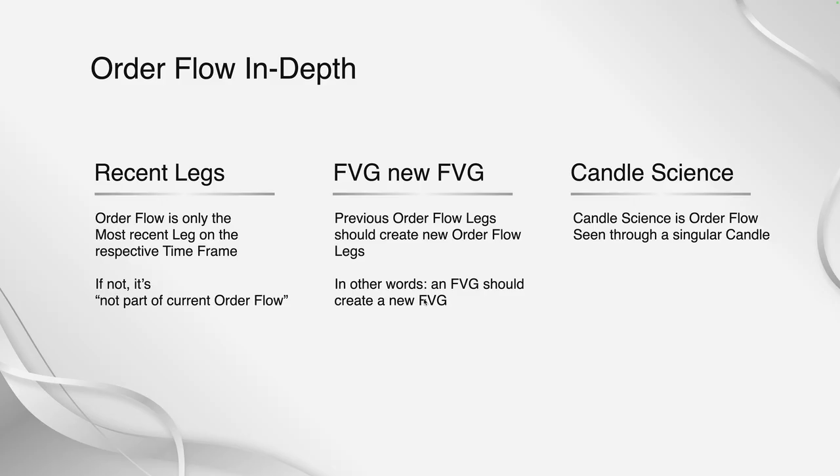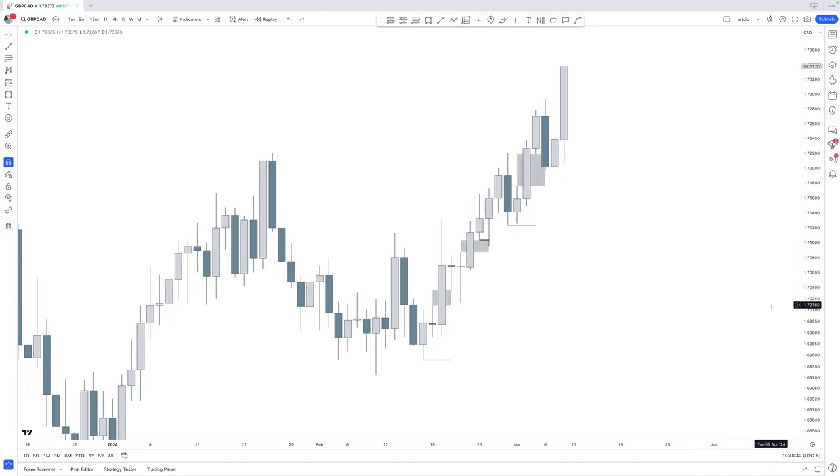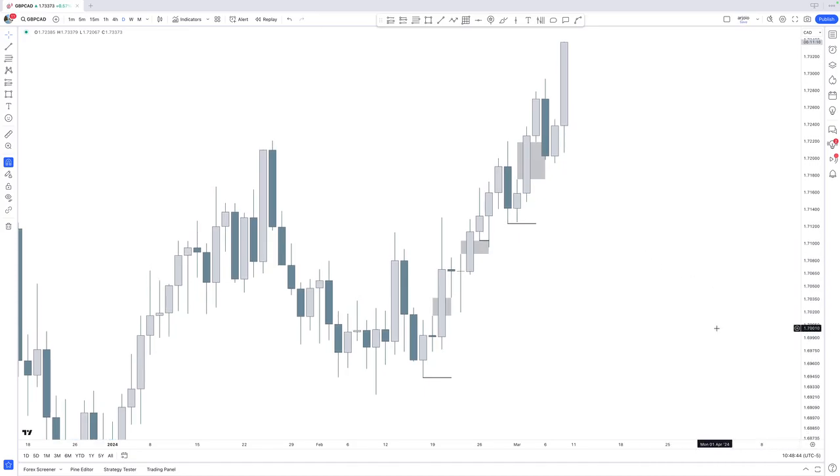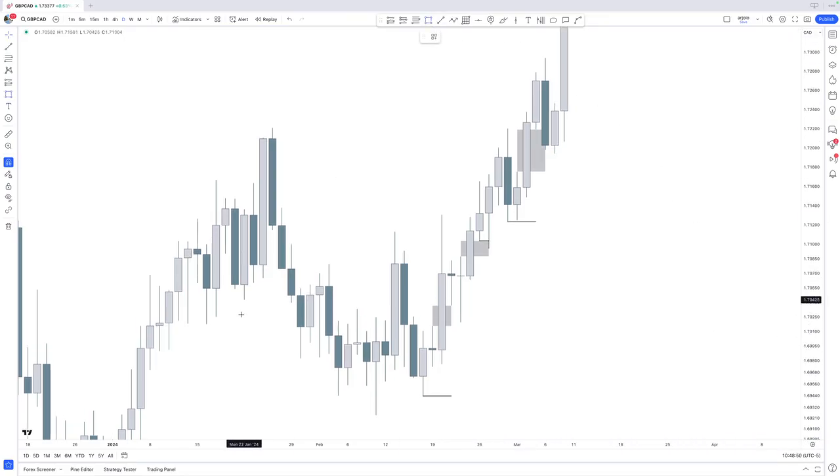Because again, let's think about this from an order flow perspective. If order flow is still bullish and we come back into a bullish fair value gap, into a bullish order flow lag, then ideally we should create a new bullish order flow lag off of that to signal that we are indeed still bullish. So what does this look like? So back on GBP Canadian dollar right there, with the understanding that fair value gaps should create new fair value gaps.